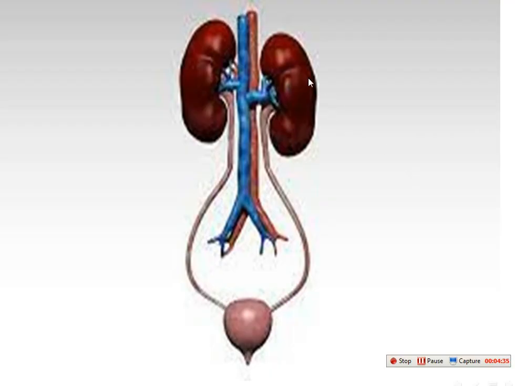Also, I will repeat it, these are the main principal organs of the urinary system: the two kidneys and two ureters, one urinary bladder, and the urethra.